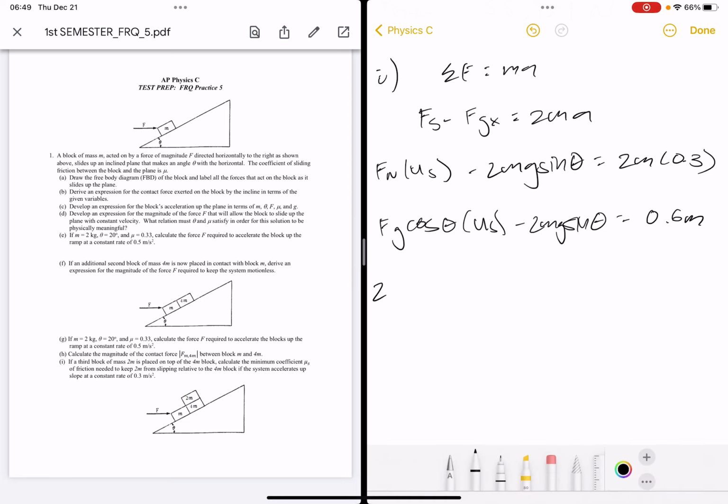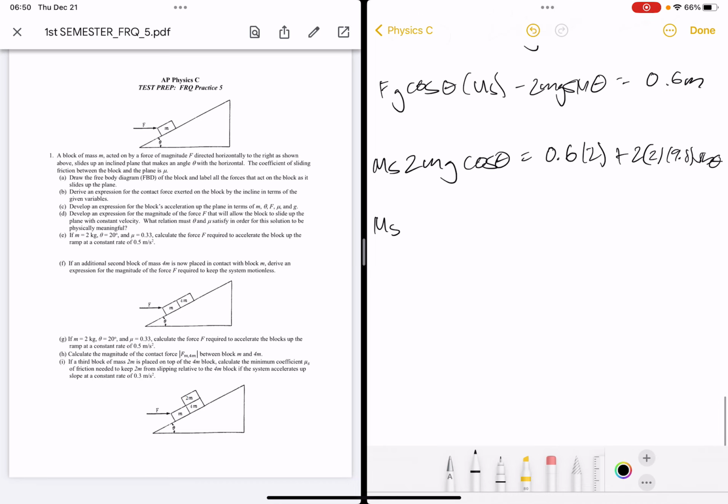Okay. So if I expand this further, 2mg. Actually, I'll move mu s to the front. So mu s 2mg cosine theta equals 0.6, and we know m is 2. M is 2. I'll add the other one, so that's 2 times 9.8 times sine theta. Simplify this, so mu s times 2 times 2 times 9.8 cosine of 20 equals 0.6 2 plus 2 to 9.8 sine 20.